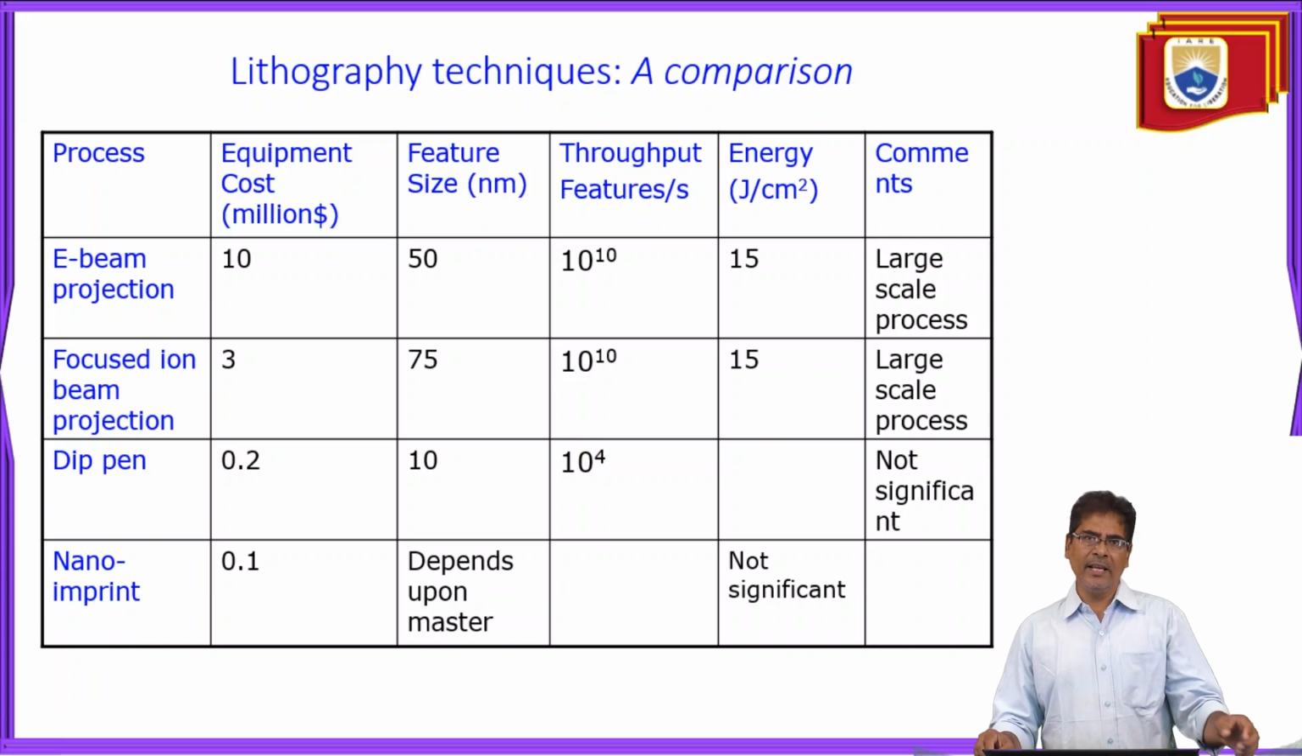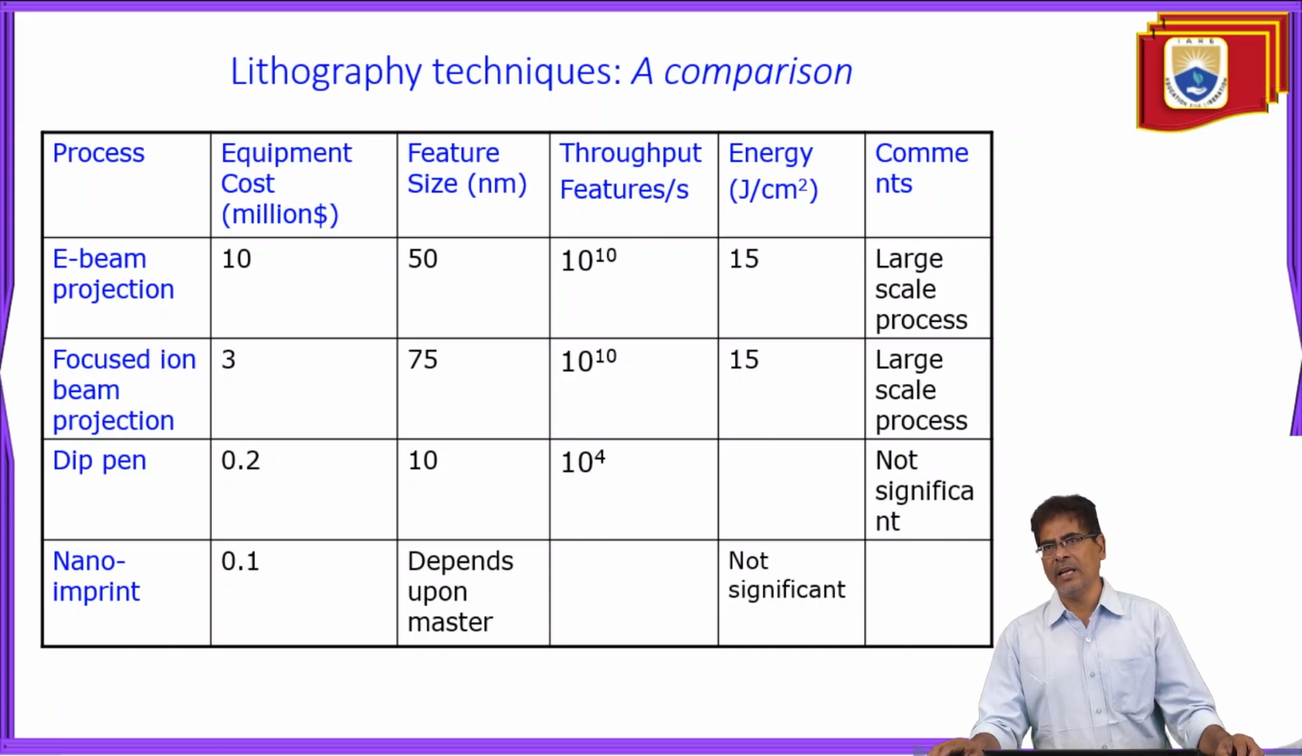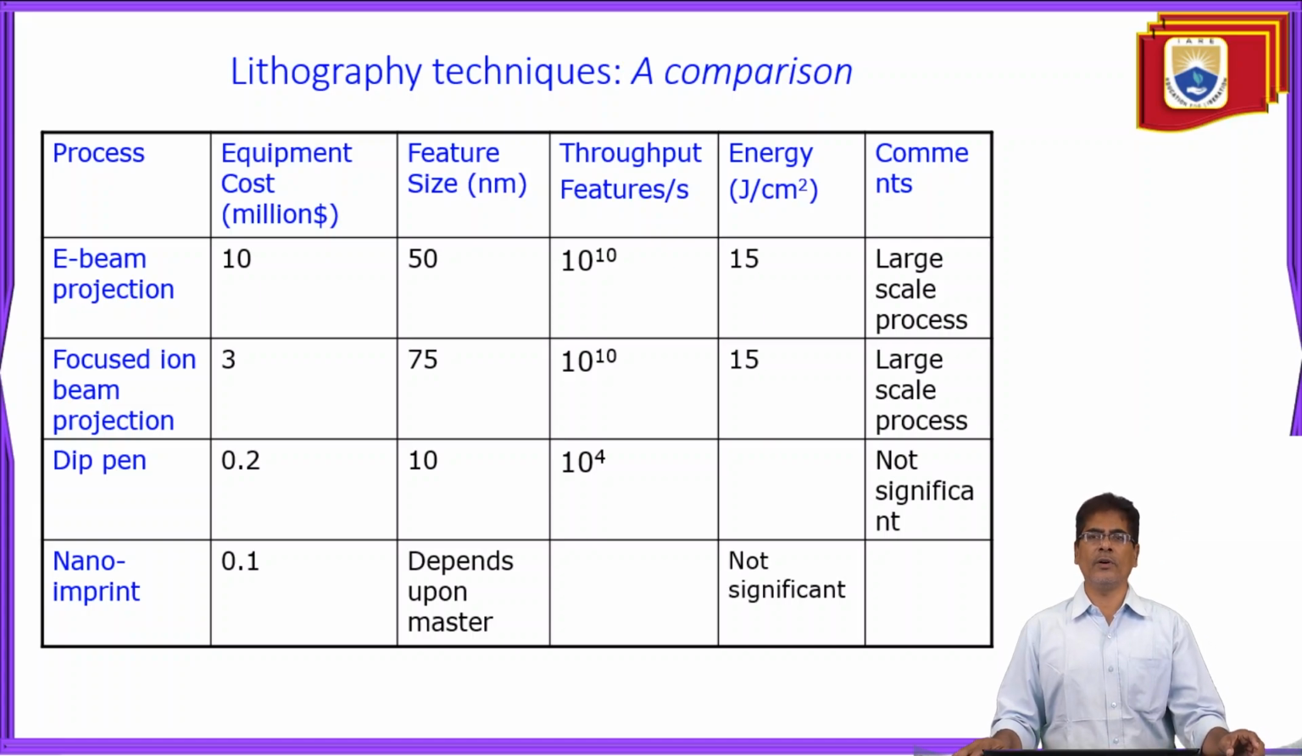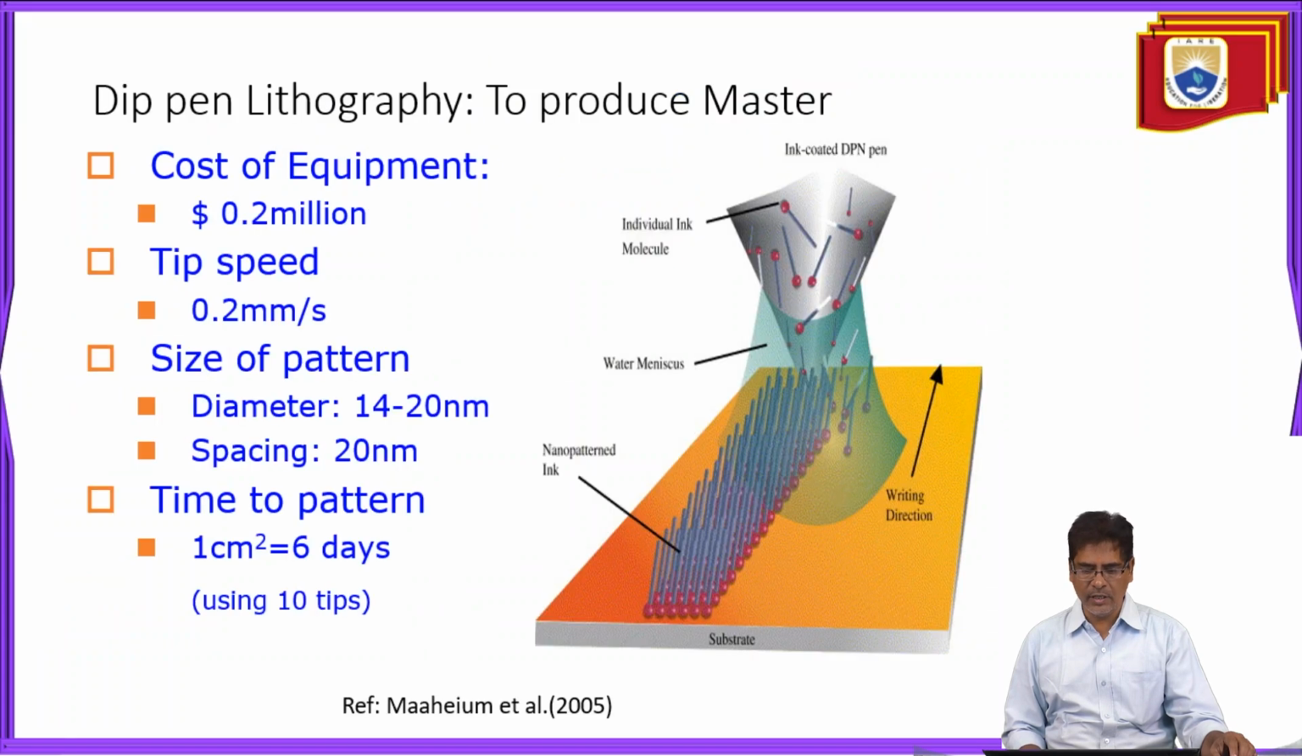E-beam projection costs around $10 million, and feature size is 50, and throughput features are 10^10, energy 15 joules per centimeter square, and it is a large scale process. Focused ion beam projection costs 3, feature size 75 nanometers, 10^10, 15, large scale process. And dip pen is around 0.2, 10^4, and not significant. Nano imprint depends upon the master and is not significant.